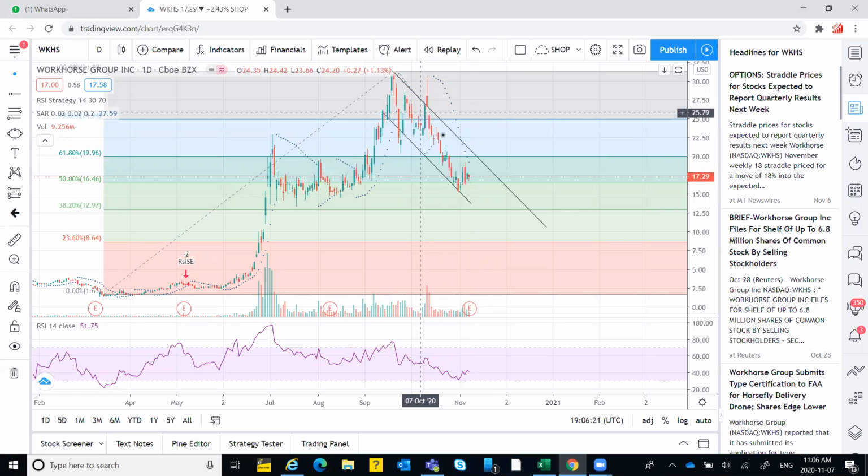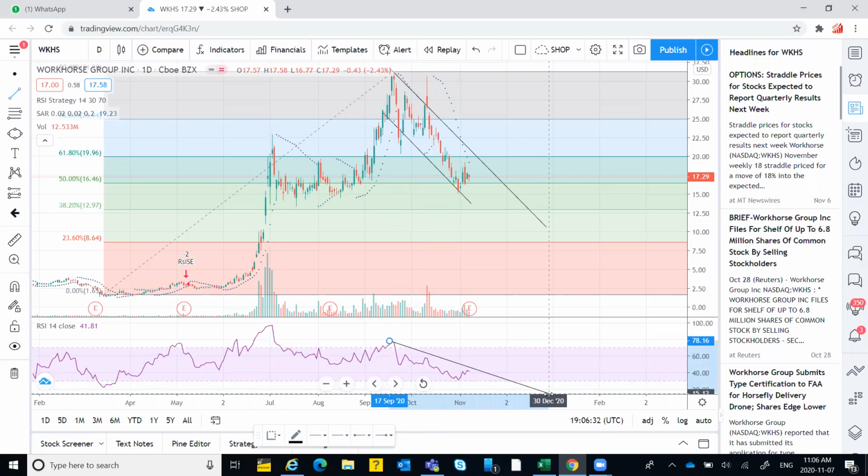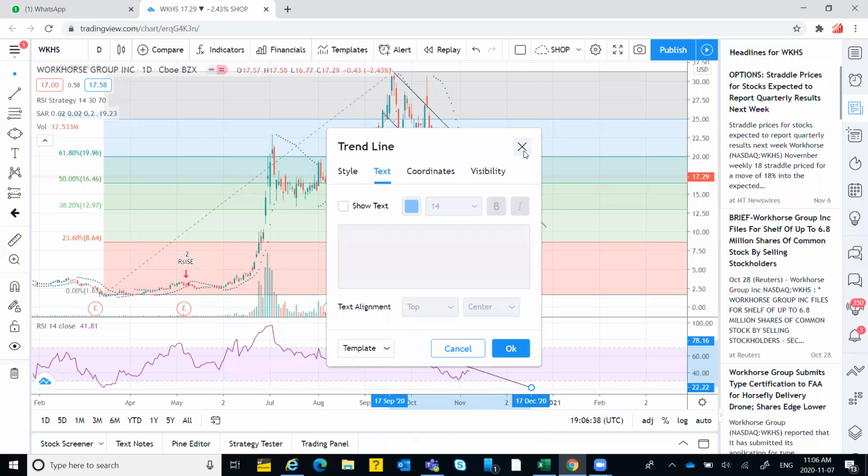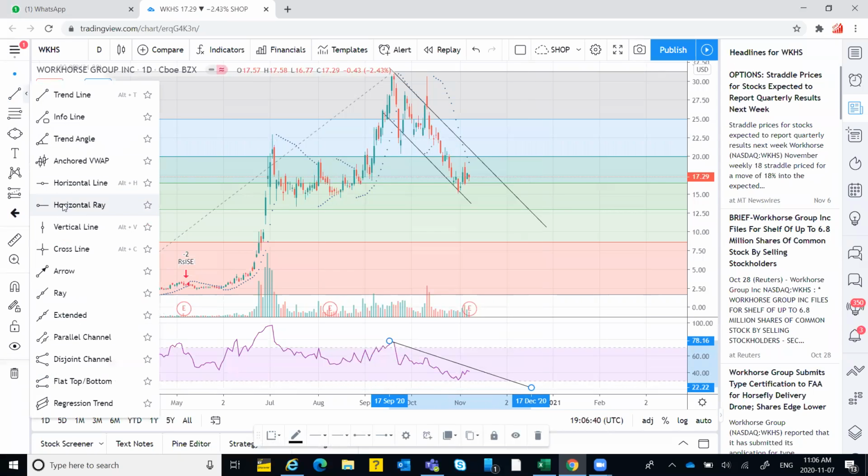If you get a chance to exit this stock, just get out of it, because RSI is continuously falling down. Look, RSI is continuously falling down, and this was the last low it formed.